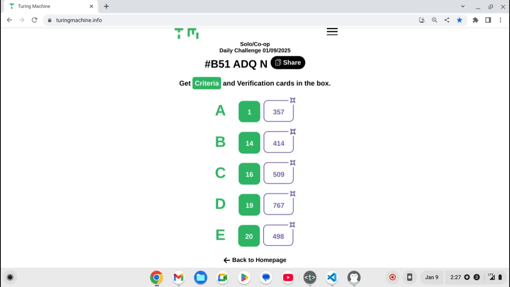Let's begin. Today's January 9th, 2025, and we're solving the Daily Turing Machine Puzzle. Today's puzzle uses the following 5 criteria cards: criteria cards 1, 14, 16, 19, and 20. And the puzzle uses the purple verification cards. The code above is your way to get more information on today's puzzle by searching the code on turingmachine.info. Let's go solve.